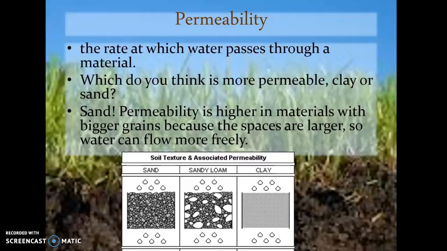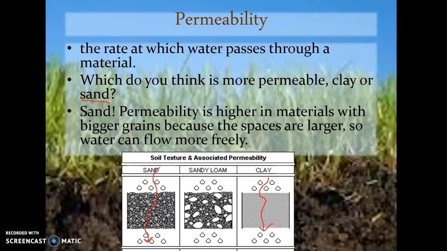So next we have permeability. Permeability is the rate, or how fast, water passes through a material. Which would you think would be more permeable, clay or sand? The answer is sand. Permeability is higher in materials with larger grains because water can flow more freely. If you poured water through sand, it would go through quickly, versus clay, it would go through slowly.